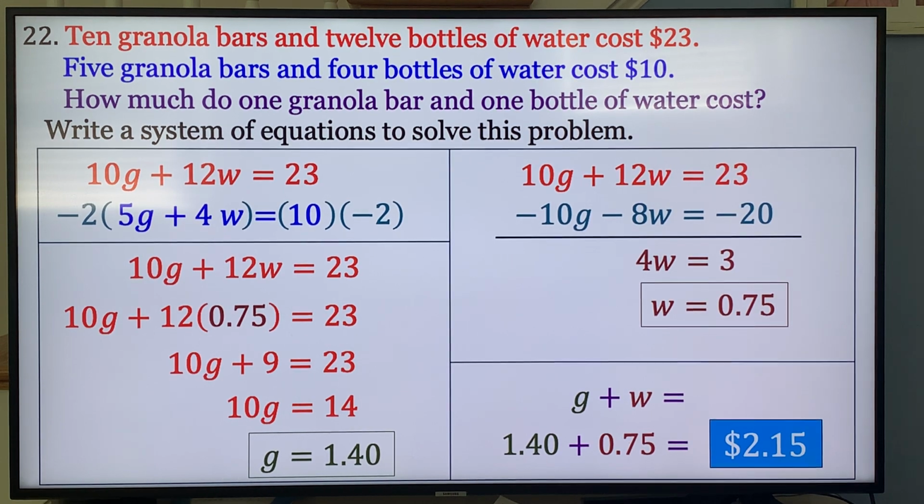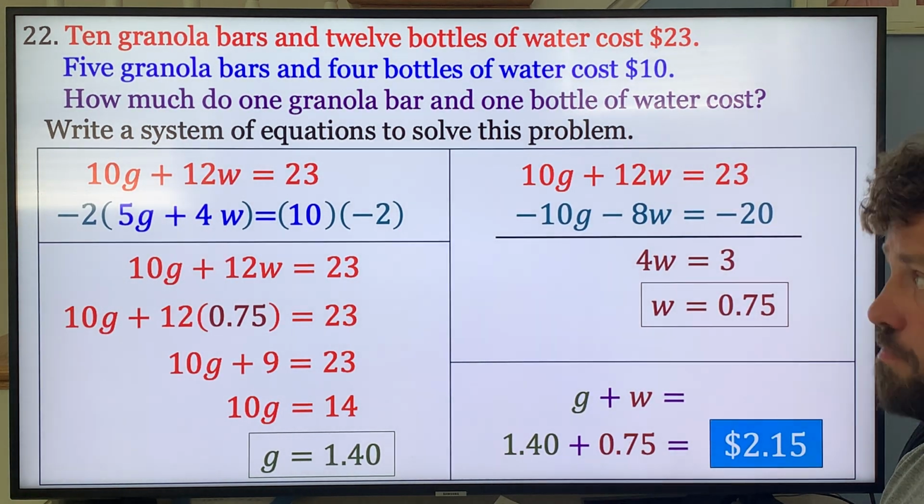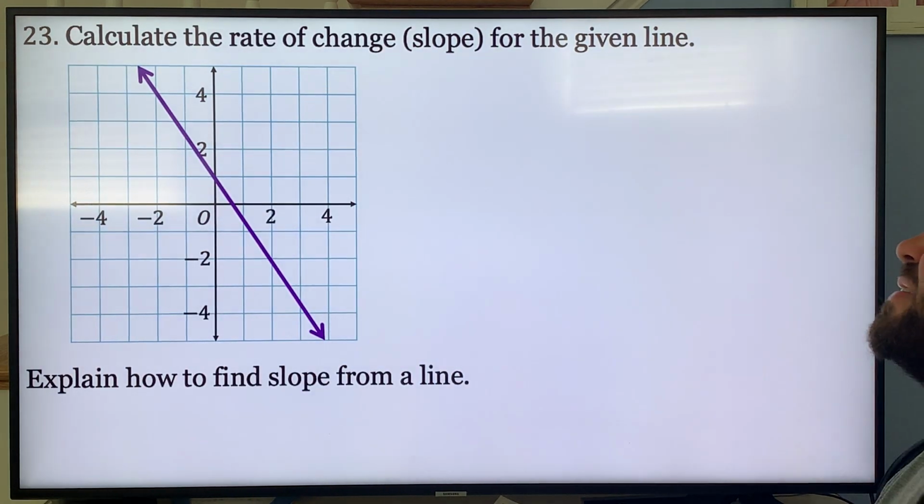All right. Got it? See? 23. What do we got? Almost there.